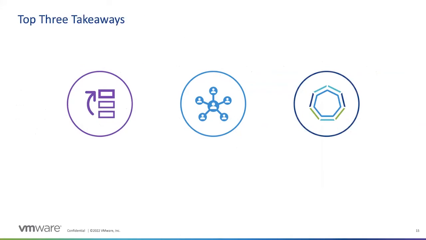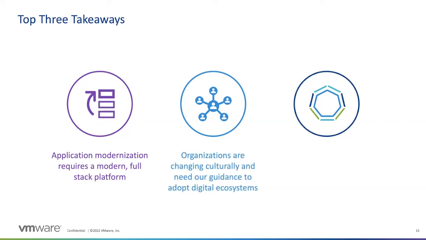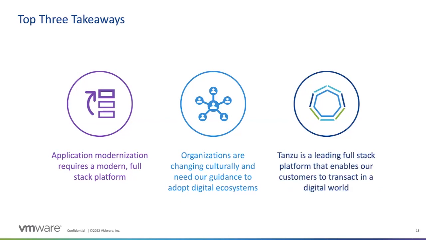The top three things I'd like to leave with you are these. Application modernization requires a full stack platform with all of the integration and automation included. The focus should be on the application and less on maintaining the platform and infrastructure needed to run the application. Organizations are changing culturally, and this is great because it is needed in order to go faster. And we want to help you go faster with digital solutions. Tanzu is a leading full stack platform that enables our customers to transact fast in a digital world.